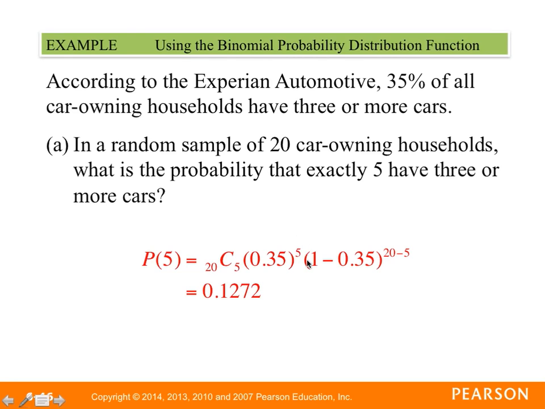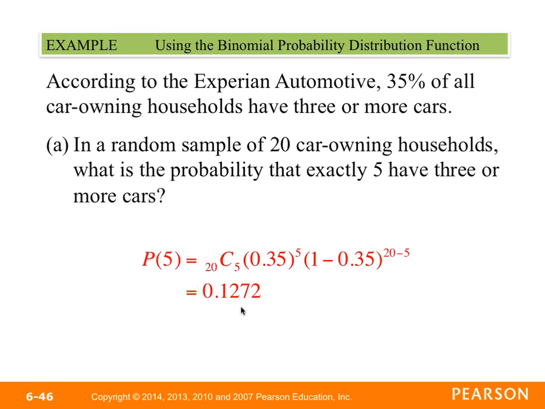That's our number of successes. And then we take 1 minus 0.35, which is going to be our failure rate, to the number of failures, which is going to be 20 minus 5, or 15. And if we do this in our calculator, we get 0.1272.